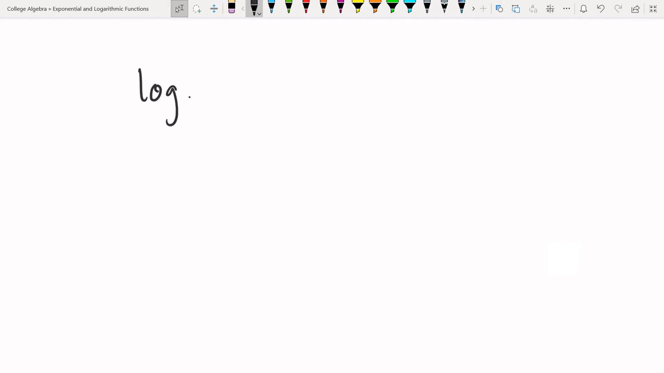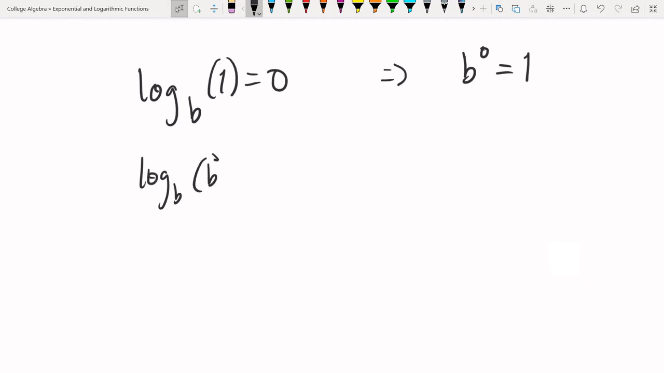First off, log base b of 1 equals 0. This is because b to the power of 0 always equals 1. It's directly related to that rule of exponents. Log base b of b equals 1. That's because b to the power of 1 equals b. Same idea.